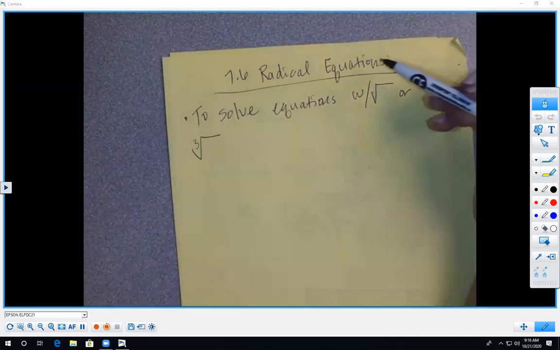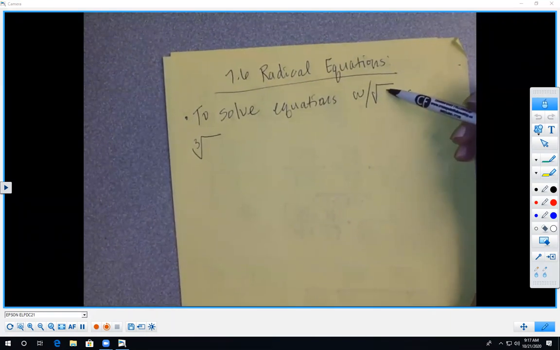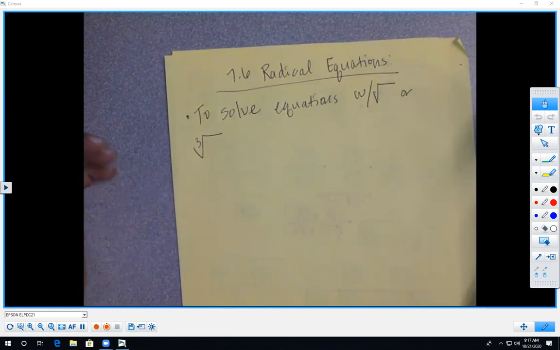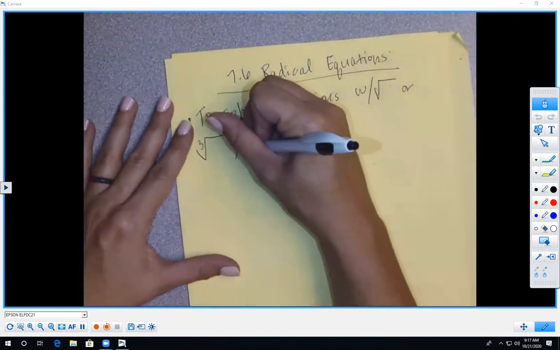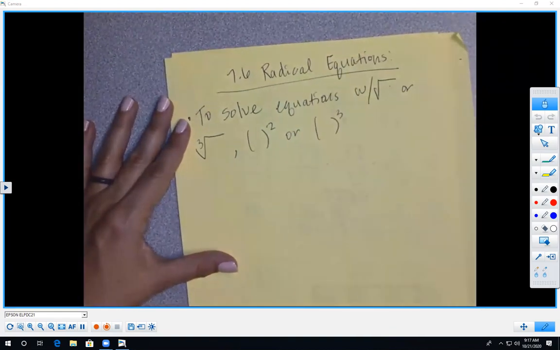How are you going to undo a square root? Multiply it by itself, which means squaring it, right? So I square a square root to undo it. How would I undo a cube root? Cube it, okay? So to undo square roots, to undo cube roots, you do the opposite. We square it or raise it to the third power.